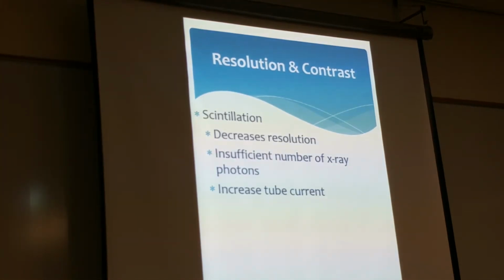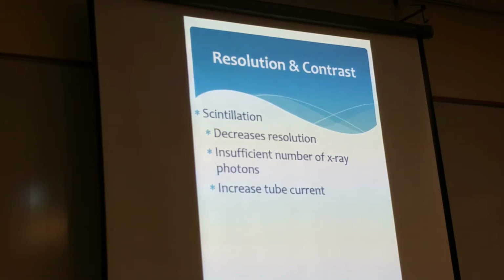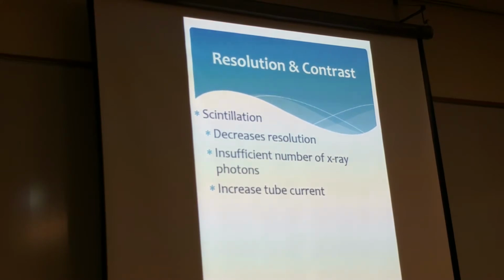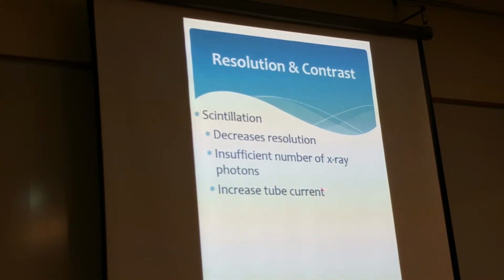So let's look at resolution and contrast. Scintillation is kind of like your quantum mottle, and we use it in fluoroscopy, or we use it when talking about screens. You get scintillation when you have an insufficient number of X-ray photons, which is in radiography. Quantum mottle is the same thing. So what happens? It decreases resolution, just like quantum mottle does. And how do you get rid of it? In both cases, you increase the tube current or increase the mAs.